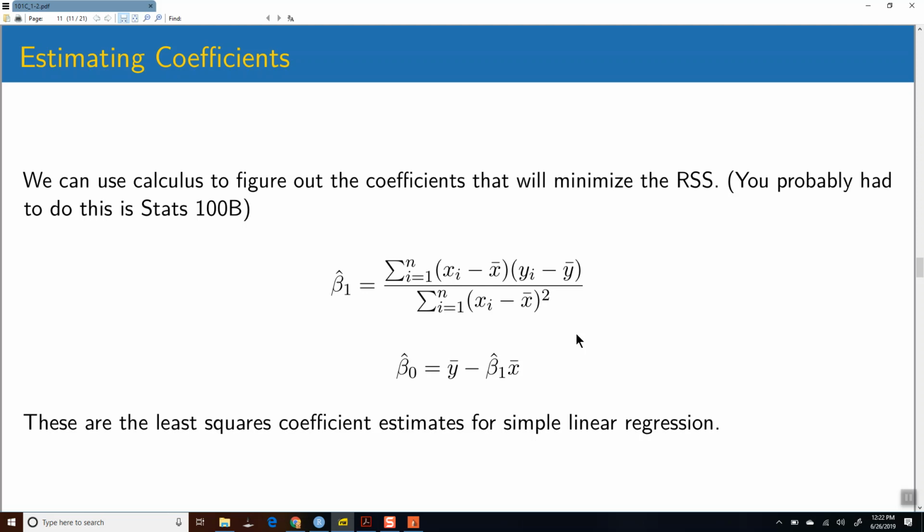100B, right? Okay, so you had to do this already, so I'm not going to bother wasting time. I mean, maybe today's whole lecture is a waste of time because you've already seen all of this, but we're just reviewing this, okay? And so we find out that the slope and the intercept take on these values, okay?